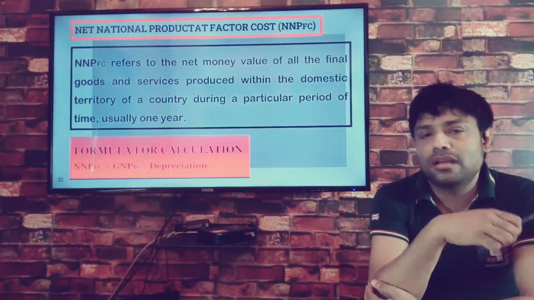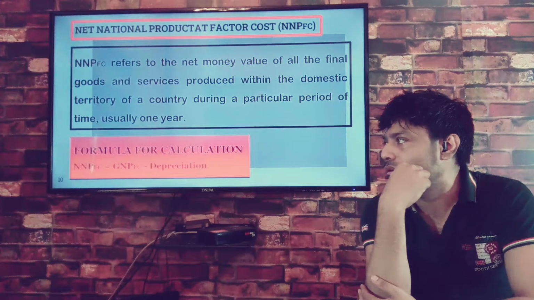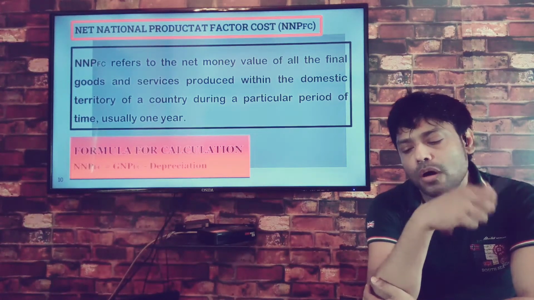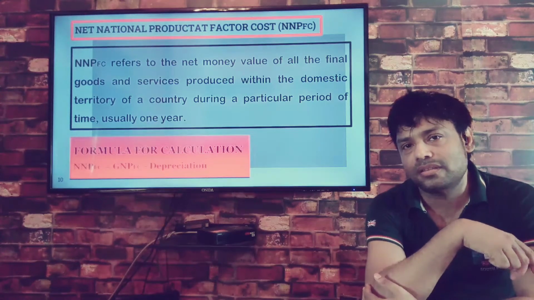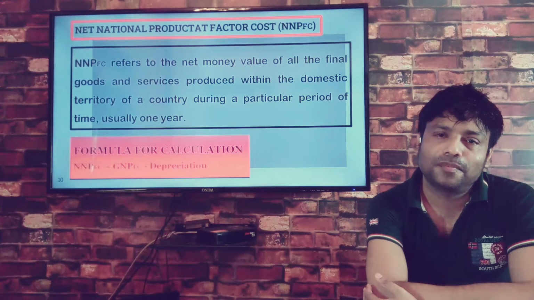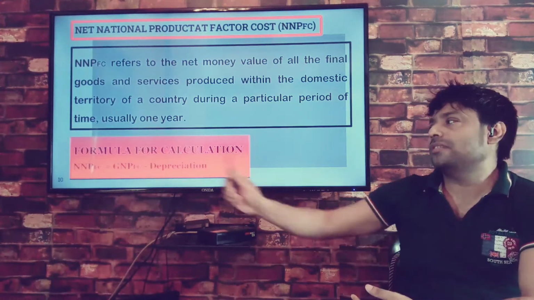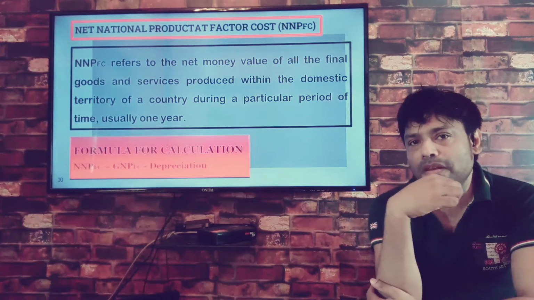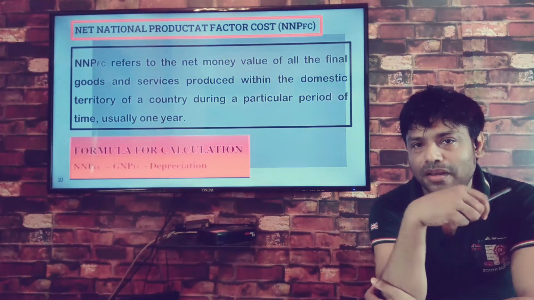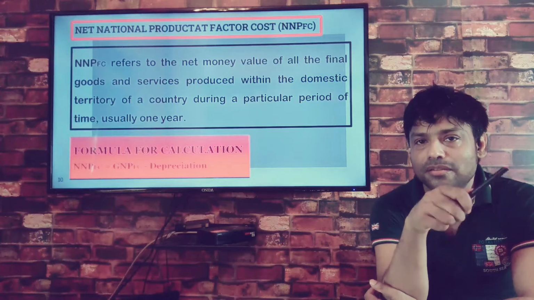In this slide, I will explain NNP at factor cost. It simply refers to the net money value of all the final goods and services produced by the normal residents of a country during a period of 1 year. Its formula is this: NNP at factor cost is equal to GNP at market price minus net indirect tax minus depreciation.